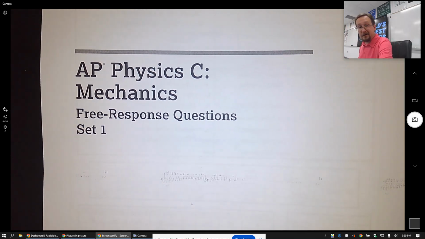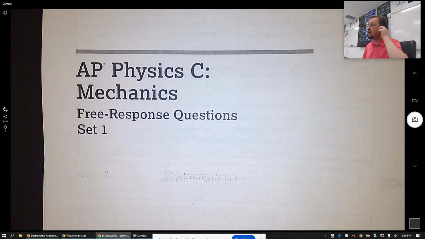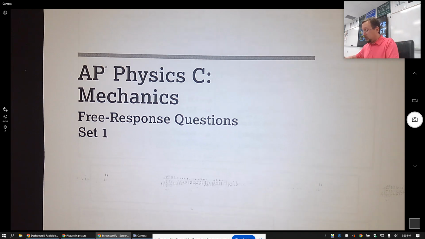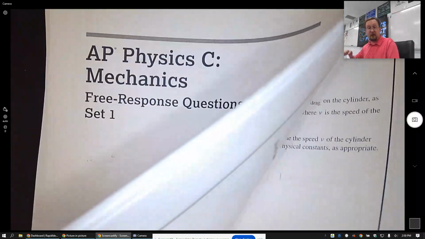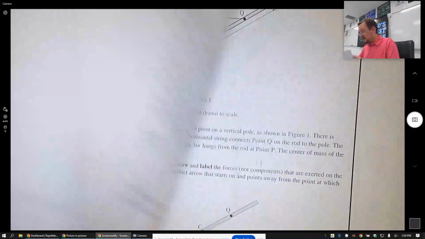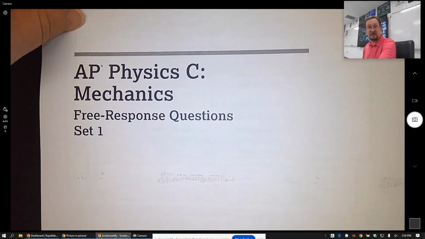Now, I might split this into two videos, one for mechanics and one for E&M. I didn't rehearse this, but I did flip through and look at the diagrams, mostly because I wanted to find out if any of these were questions that I wrote. And I don't think a single one of them was. So we're going to do sets 1 and 2.